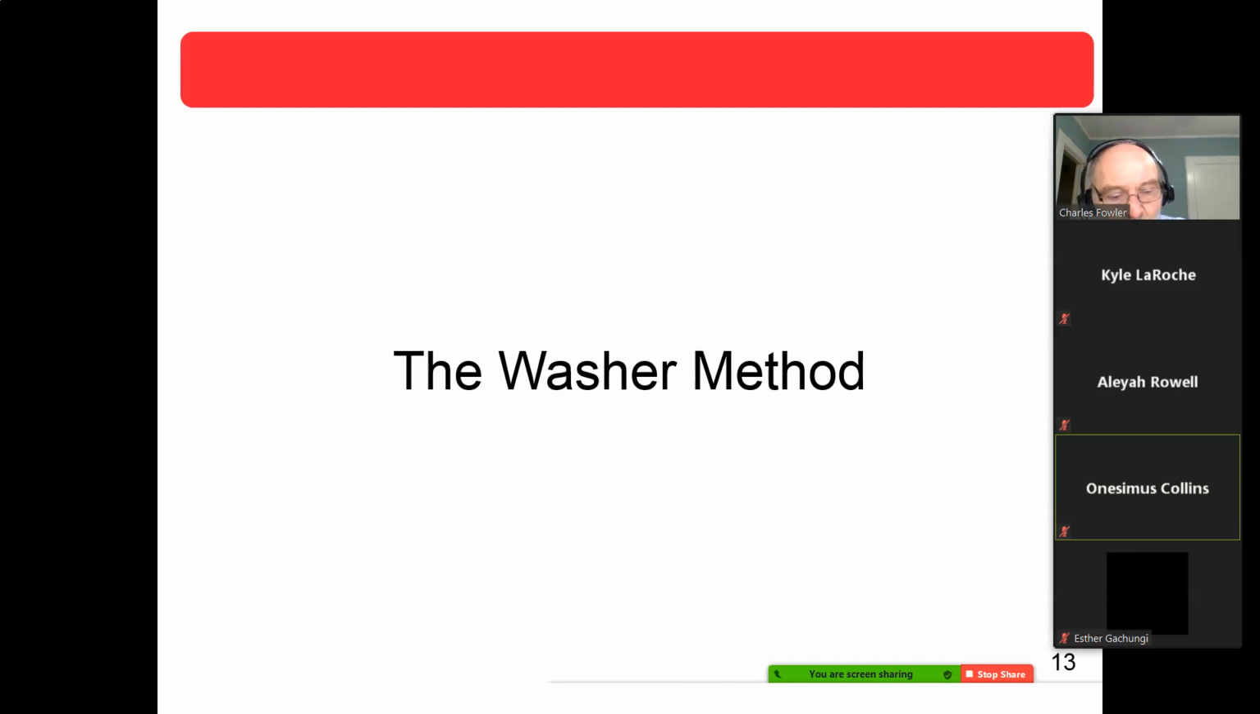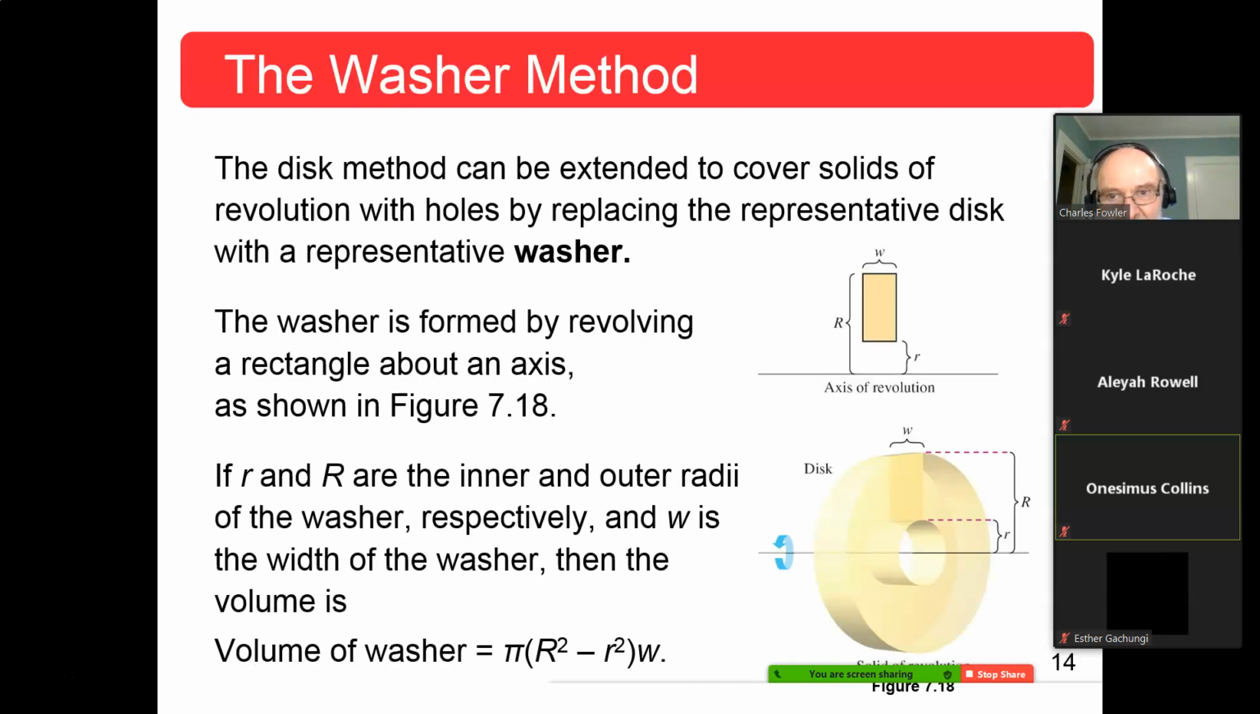So let's look at the washer method. The disk method can be extended to cover solids of revolution with holes by replacing the representative disk with a representative washer. A washer is a disk with a hole cut out of it.